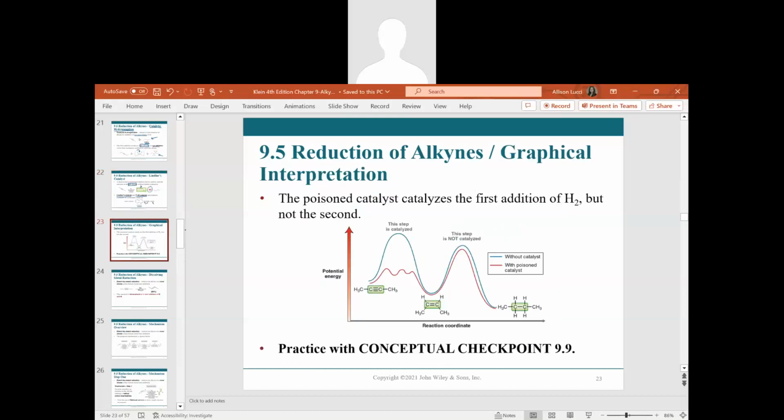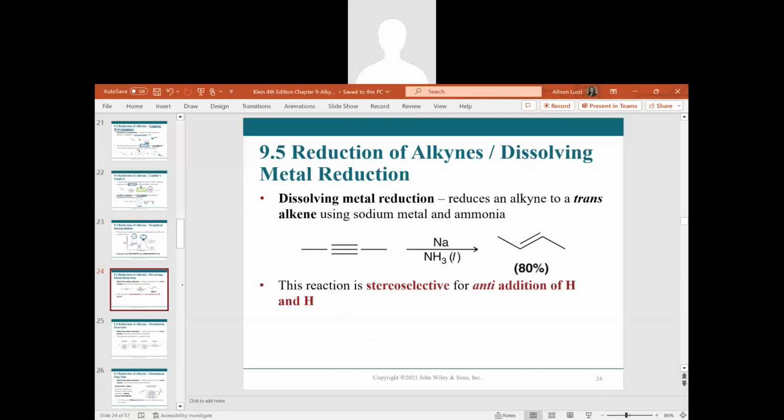So let's look here at an energy diagram that graphically shows us how this reaction takes place. So our first step here, note that we have a blue line without the catalyst for step 1 and 2. Then we have this red line with a poisoned catalyst. And note that the first step will be catalyzed. So we have this lower activation energy, and then the poisoned catalyst does not catalyze the second step. So we have this high activation energy from our intermediate step here. So this is how the cis alkene is obtained, how we can stop at this intermediate by using a poison catalyst. The potential energy is too great with the poison catalyst to have a full hydrogenation to an alkane.